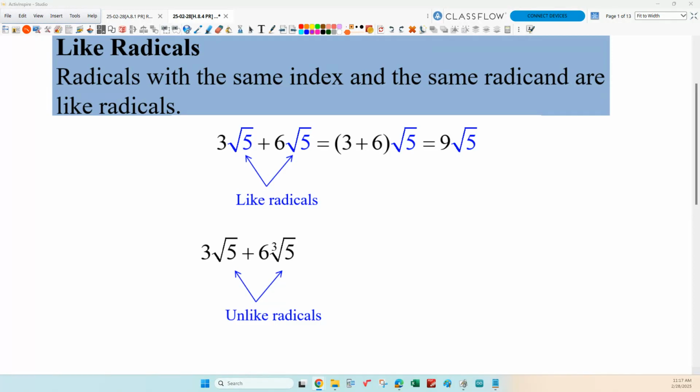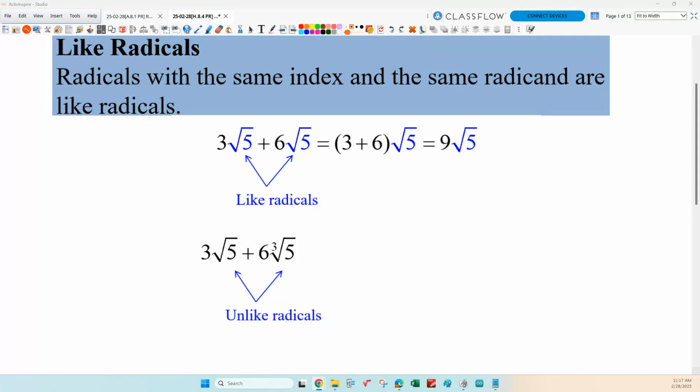What would that encompass? What things would have to be true for radicals to be like radicals? What's one thing that would probably have to be true? Same kind of root. So the index would have to be the same. It'd have to both be square roots or both be cube roots or something like that. And what else would have to be the case? The radicand would have to be the same also, yeah.